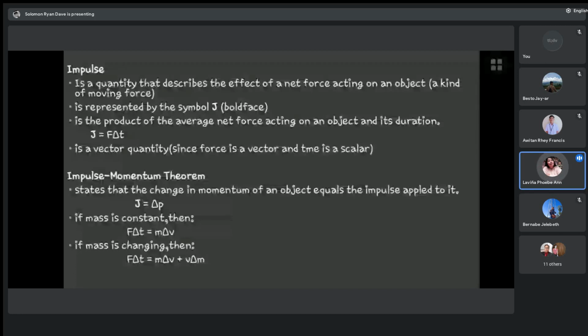Impulse momentum theorem states that the change of momentum of an object is the impulse applied to it. If mass is constant, then force times change in time is equal to mass times change in velocity. If mass is changing, then force times change in time is equal to mass times change in velocity plus velocity times change in mass.